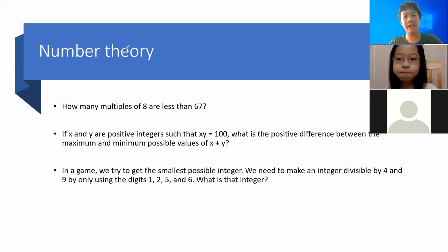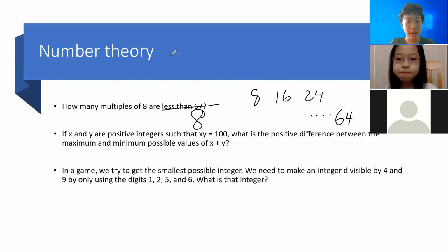So how many multiples of 8 are less than 67? Well, what are multiples of 8? Multiples of 8 are 8 multiplied by an integer. So 8 times 1 is 8, then 16, 24. Those are all multiples of 8. And the biggest multiple of 8 less than 67 is 64, and that will be the 8th multiple. So there are going to be 8 multiples of 8 less than 67.